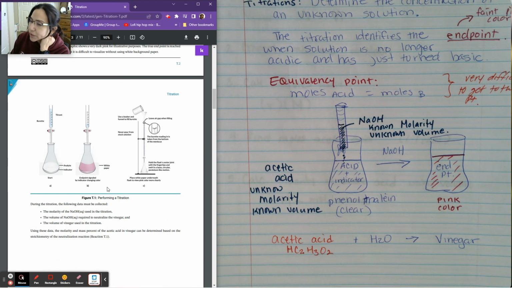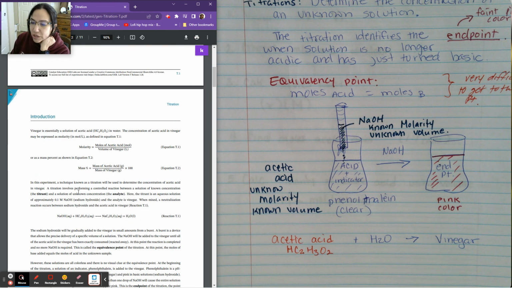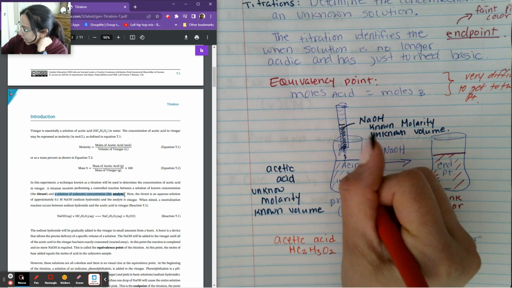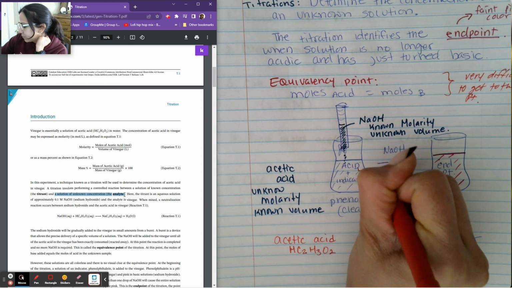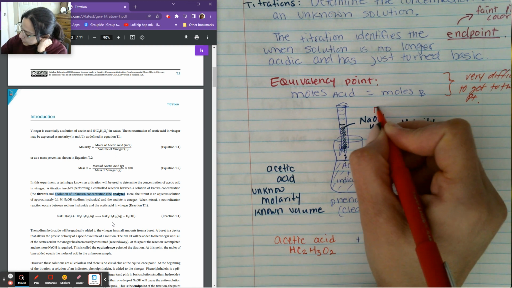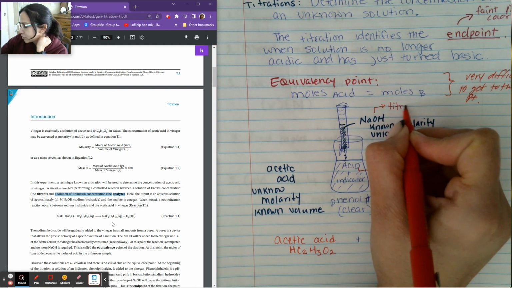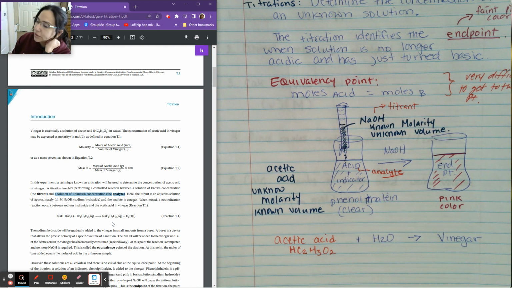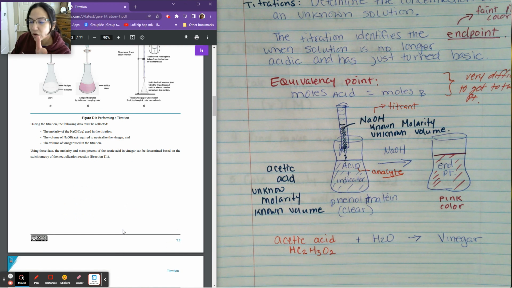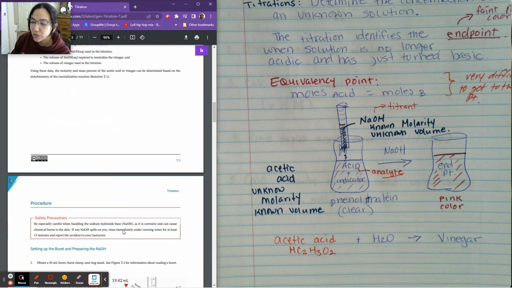Now, a solution of unknown concentration is going to be your analyte. So this acid right here is going to be our analyte. It is the substance of unknown concentration. We don't know the molarity of it. And the base, because we know the molarity of it, is the titrant. That one's going to be called the titrant.